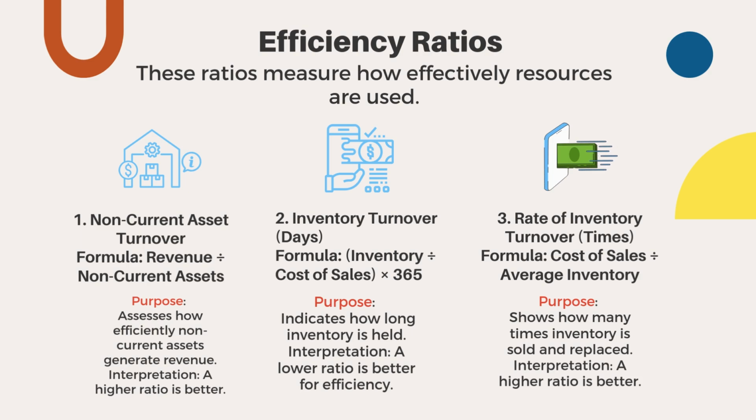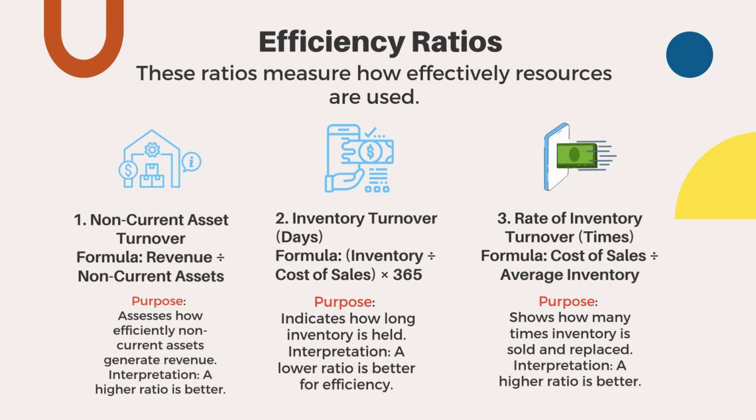1. Non-current asset turnover. Formula: revenue divided by non-current assets. Purpose: assesses how efficiently non-current assets generate revenue. Interpretation: a higher ratio is better. 2. Inventory turnover, days. Formula: inventory divided by cost of sales times 365. Purpose: indicates how long inventory is held. Interpretation: a lower ratio is better for efficiency.